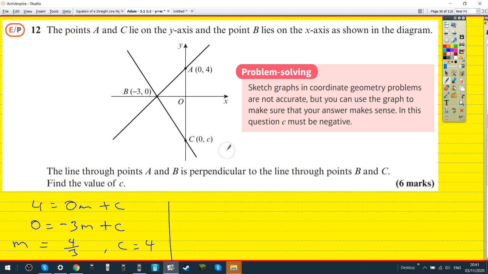So if A and B are perpendicular, does that mean B and C are perpendicular as well? A and B is the same line. Yes, the line through A and B is perpendicular to the line through B and C. So is B a shared point? Yep. And those two lines are perpendicular. Okay.